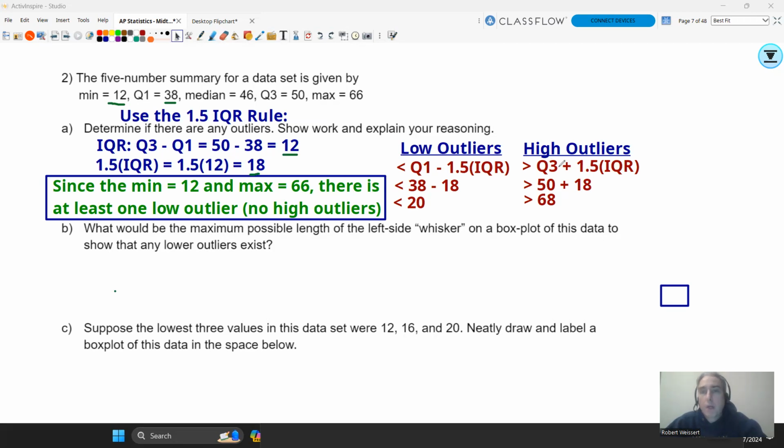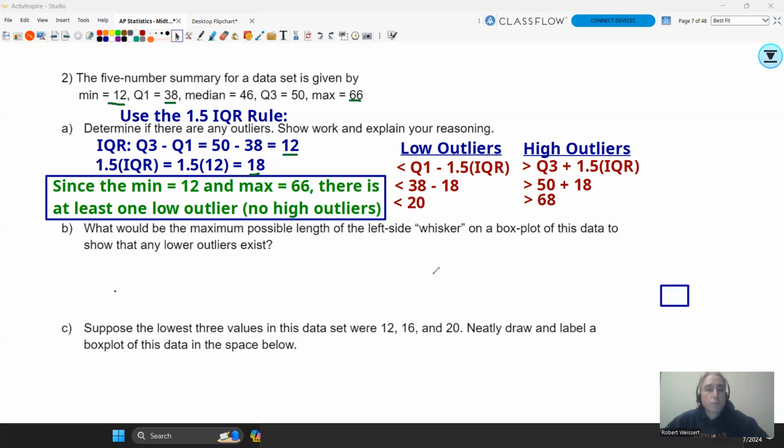Similarly, if I do Q3, which is 50 plus 18, that's going to give me 68. Anything above 68 is considered an outlier, but my maximum is 66. So since I don't have a maximum higher than that, I'm all set on the high end. I don't have any outliers there. So my final statement says, since the minimum is 12 and the max is 66, there is at least one low outlier, no high outliers. I did not say there is an outlier at 12. I just said there is at least one low outlier, and I have my work to support that answer here.